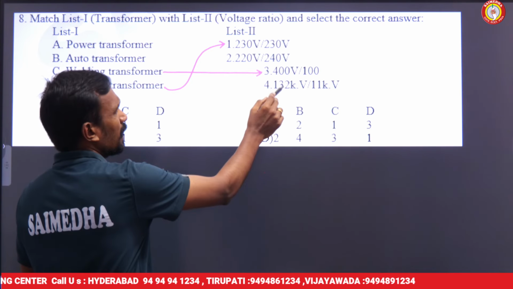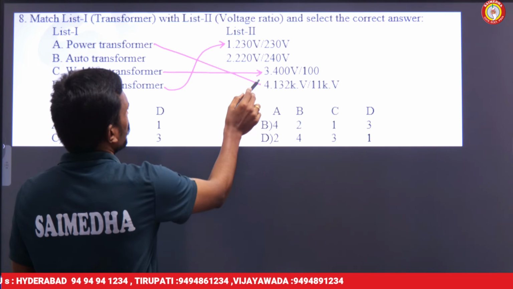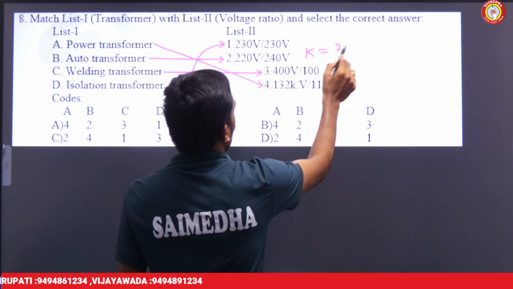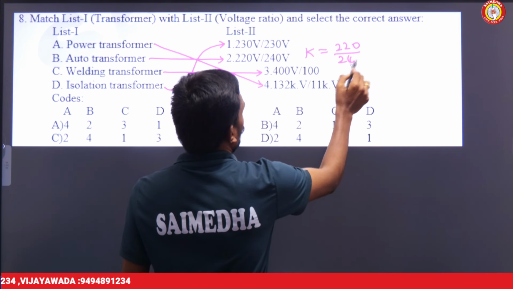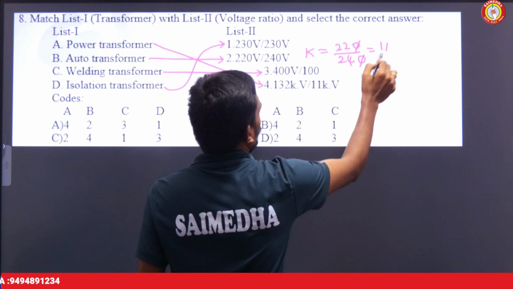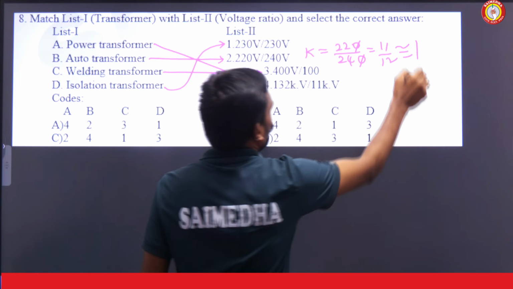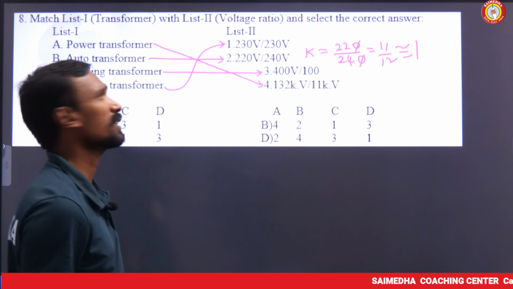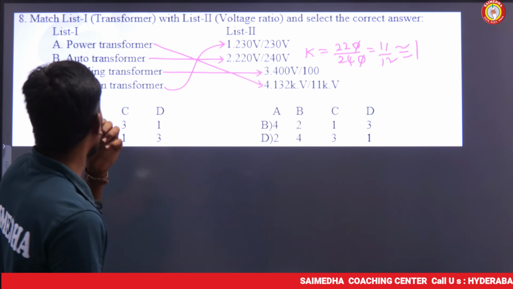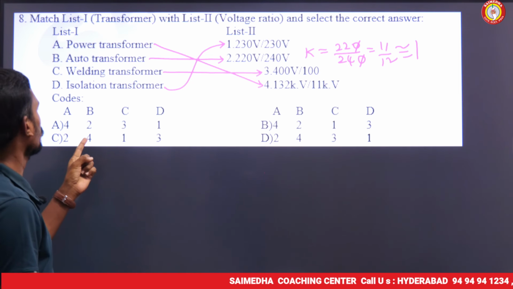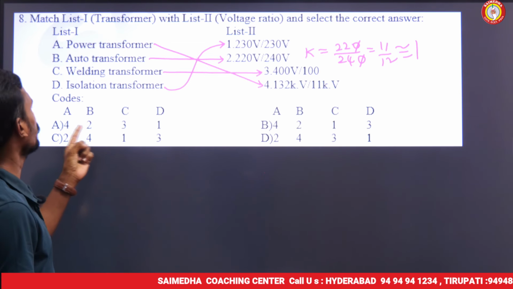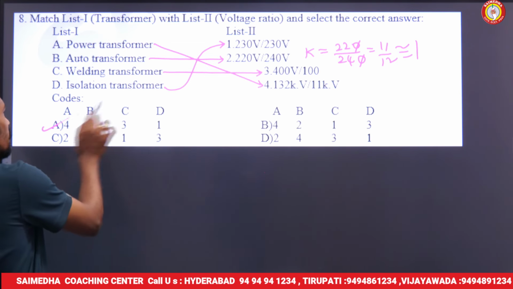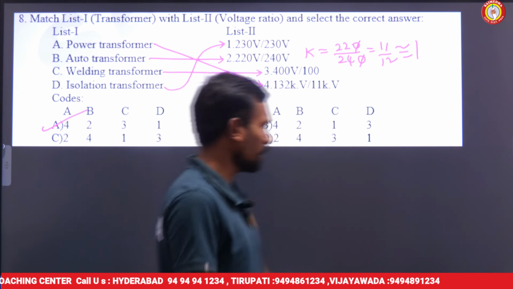This is not suitable as an auto transformer, but we can use it as a power transformer. But here K equals 220 by 240, which equals 11 by 12, almost nearly equal to 1, which is best suitable. The K value should be nearly equal to 1. So the matching is A-4, B-2, C-3 and D-1. Option A will be your answer.